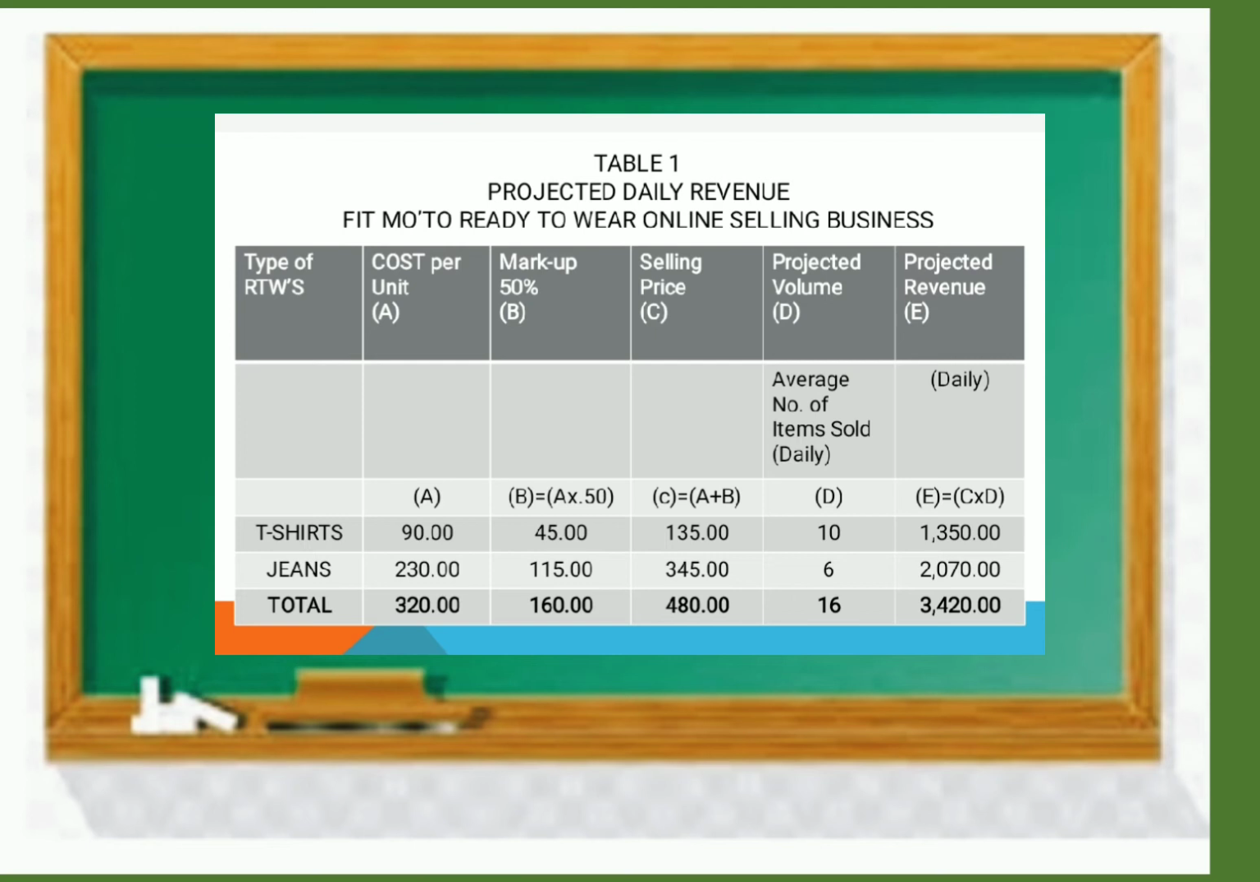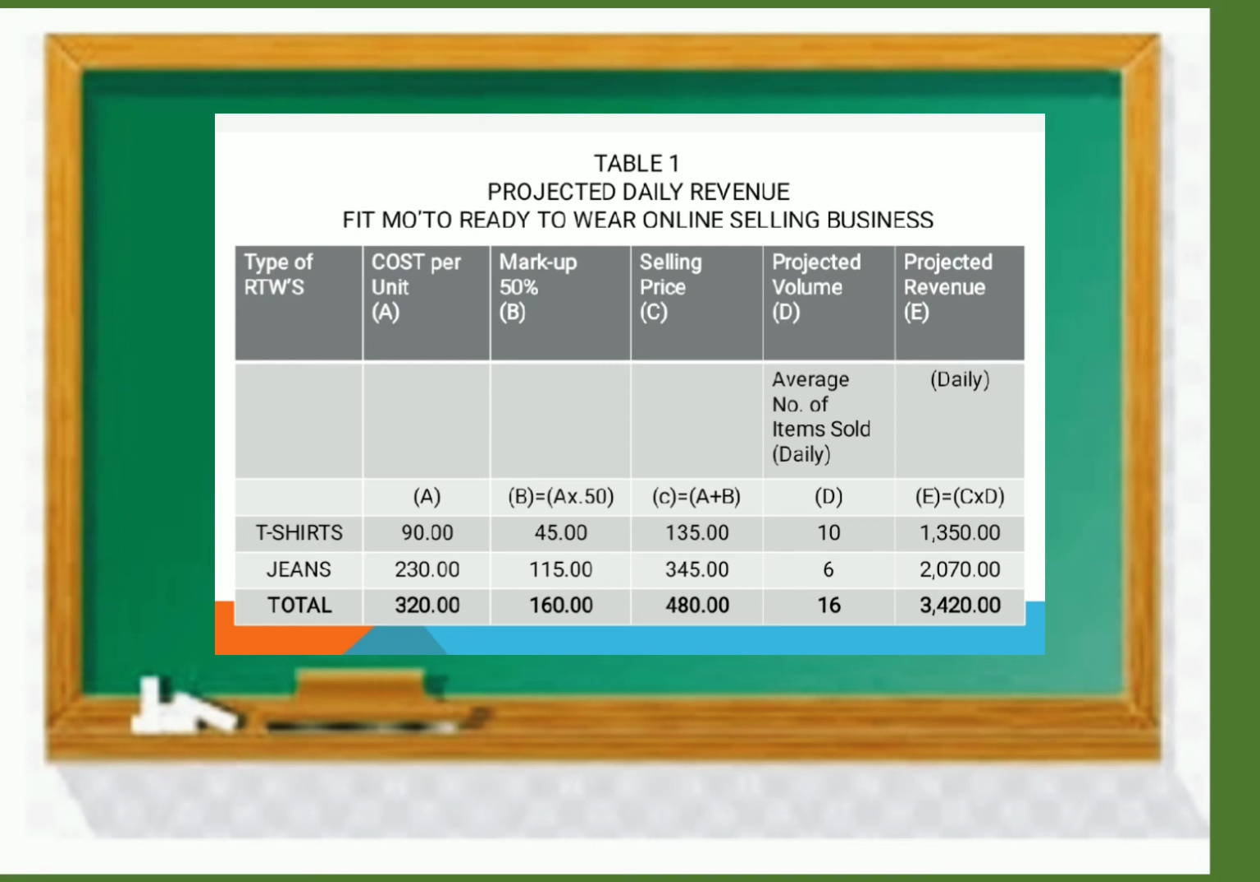the C times D. So, like for example, t-shirts, na kay 90 pesos. How much would be your markup for the 50%? We have 45 pesos. So, 90 plus 45, your selling price would be 135 pesos times 10. Pila imong nabaligyaan ng adlaw. So, we have the projected items sold is 10 pieces. So, 135 times 10 is equal to 1,350 pesos. That is your projected nga revenue or kita anang adlaw.